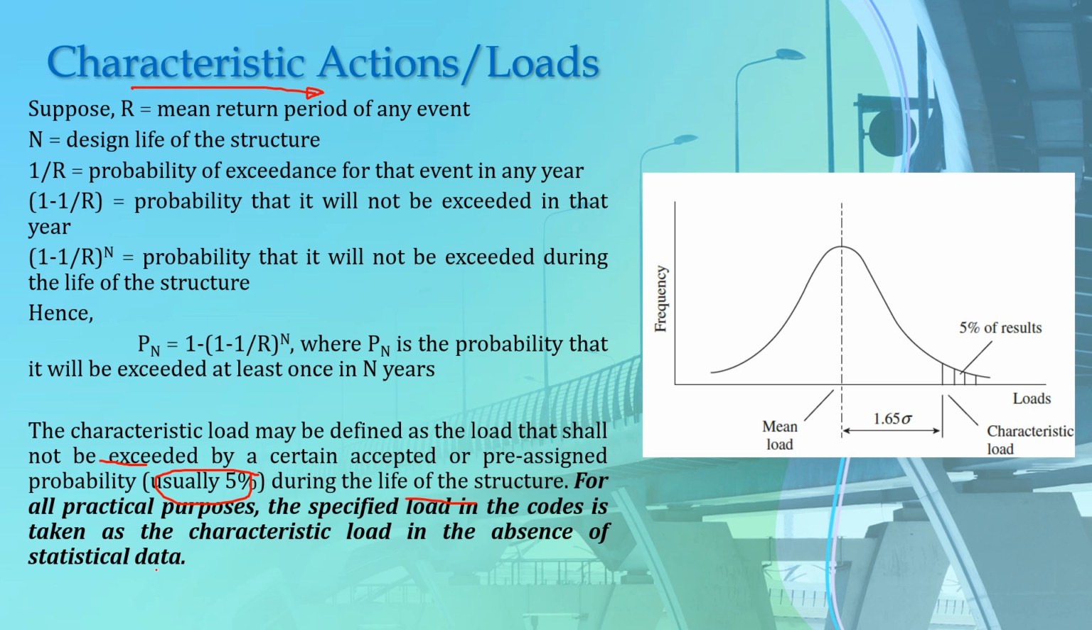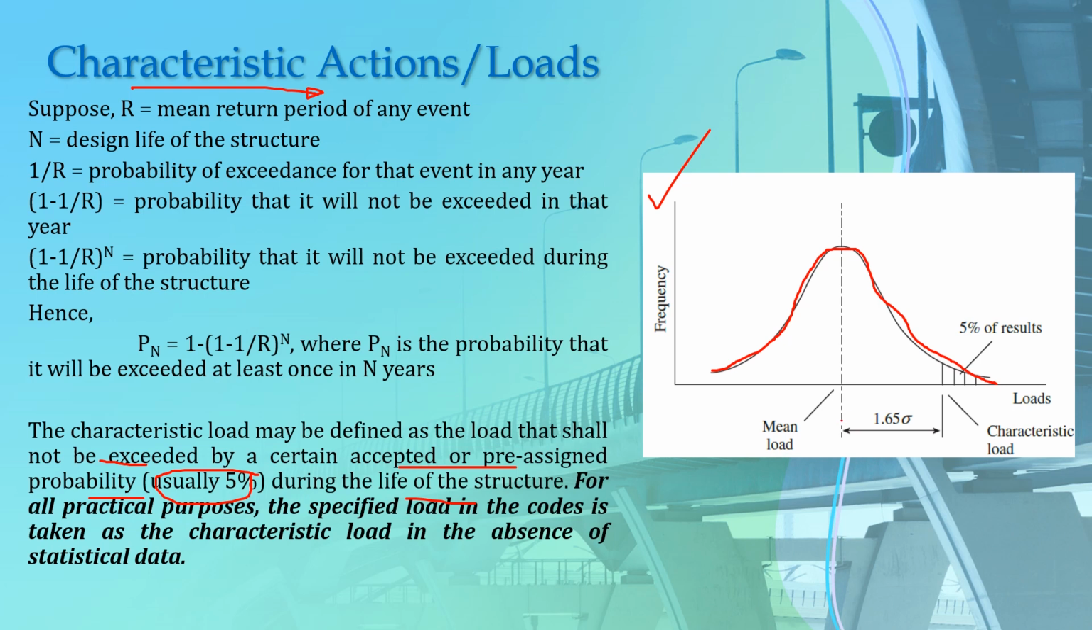So you saw the definition here. The characteristic load may be defined as the load that shall not be exceeded by a certain accepted or pre-assigned probability, and that probability is usually taken as 5%. So if you look at the diagram on the right hand side, it shows the frequency of different loads on the y-axis and the value of the loads on the x-axis. The frequency or the distribution of our loads generally is a bell-shaped distribution, that is the normal distribution.